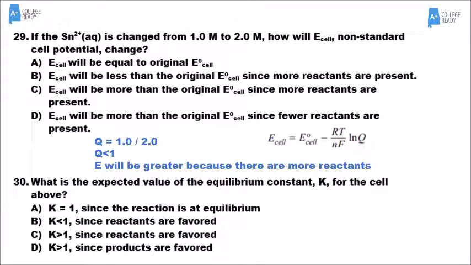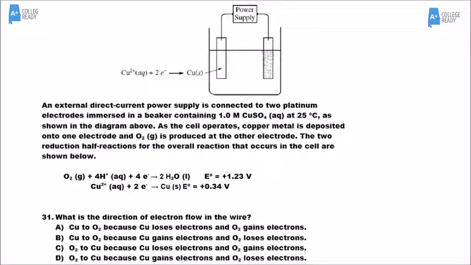For number 30, this is a galvanic cell. It is occurring. This is a thermodynamically favorable reaction. In a thermodynamically favorable reaction, reactants turn into products. Since products are favored, K has to be greater than 1. We know that for a negative delta G, K is greater than 1. This is, again, reading what's going on and finding clues.